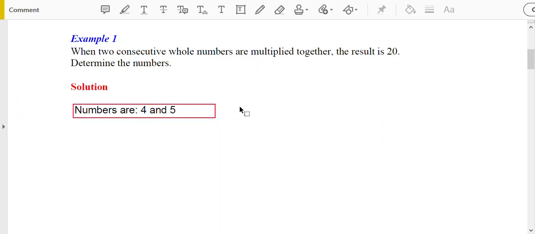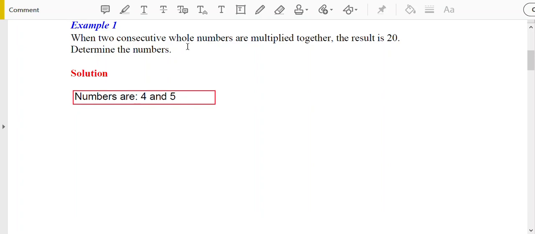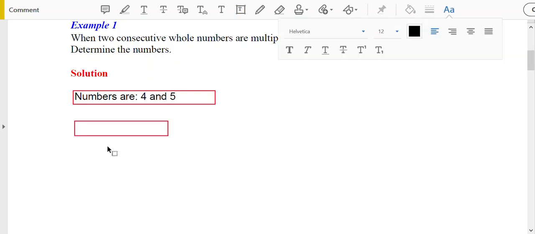But obviously we're here to look at how we could use quadratics to find the answer to this problem, and just to make sure that there's no other answers possible other than this. So let's have a look at how we could do this with quadratics. Step number one is to let x equal something. So we can say let x be the first number.